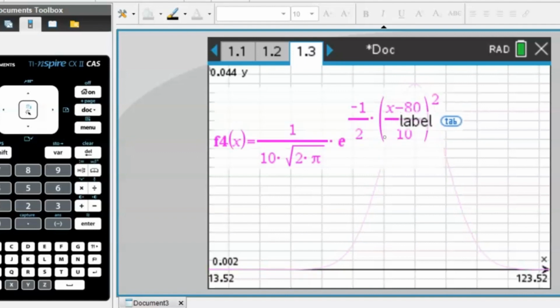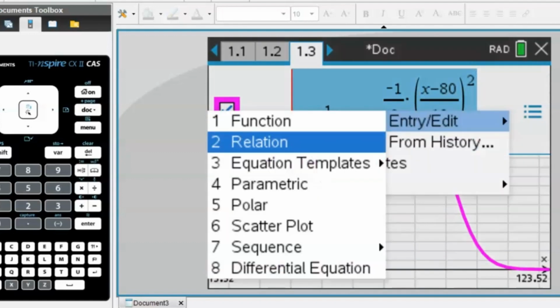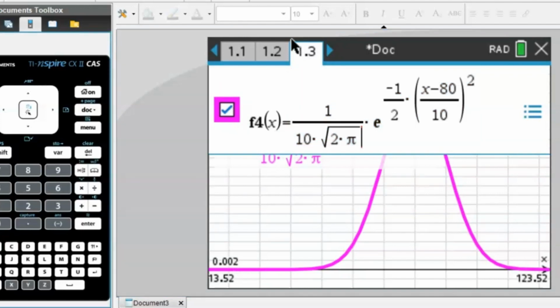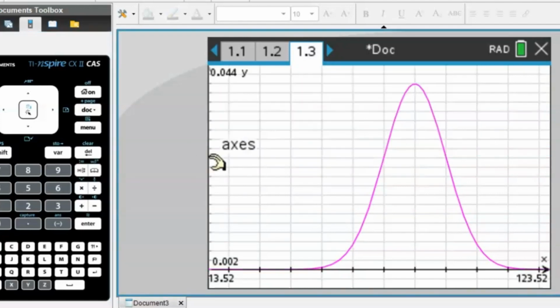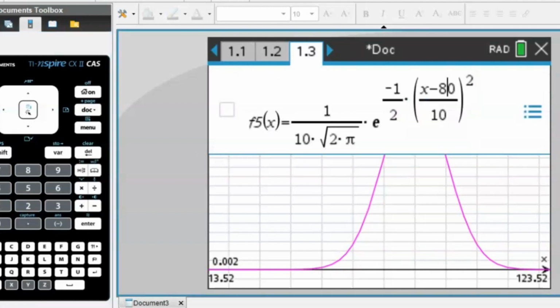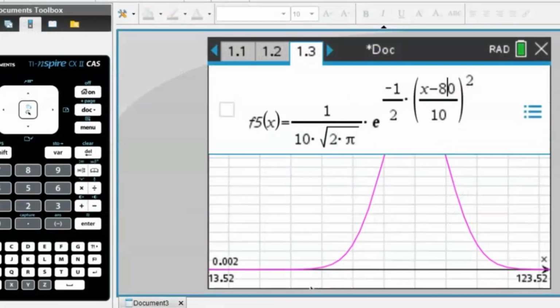So we're just going to do the same thing again. Can I just copy this? Let me just copy this and change it. Control C, press tab, Control V. Yep, beautiful. So the other one has a mean of 100 and a standard deviation of 20. So I put the 100, and that is 20, and I make this one also 20.